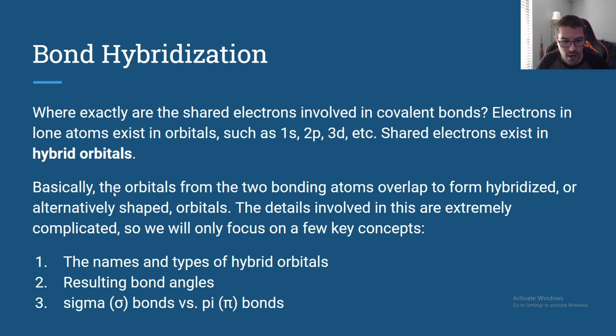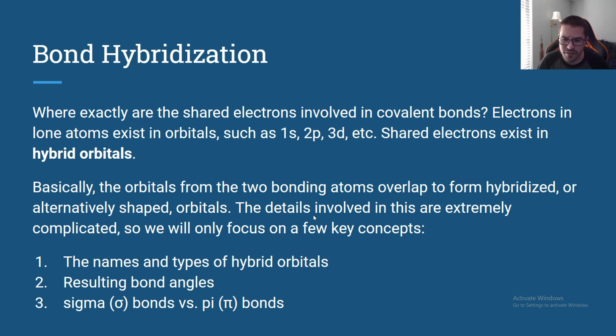So basically what happens is the orbitals from the two bonding atoms hybridize or overlap to form these hybridized or alternatively shaped orbitals, okay? Once again, it has to do with the minimizing of energy. That's where the original electron orbitals come from in the first place.